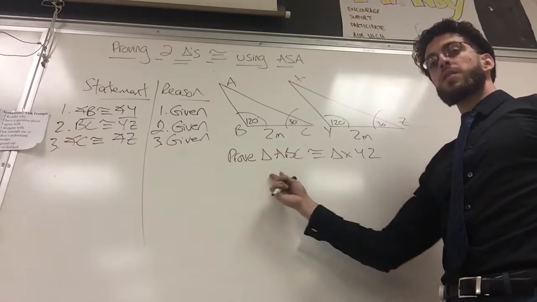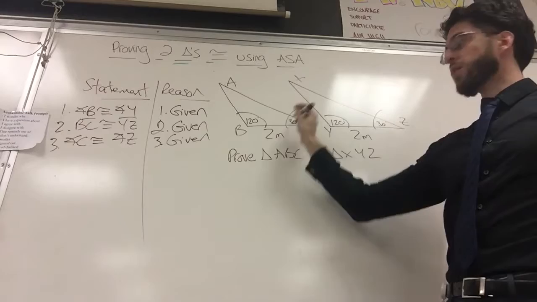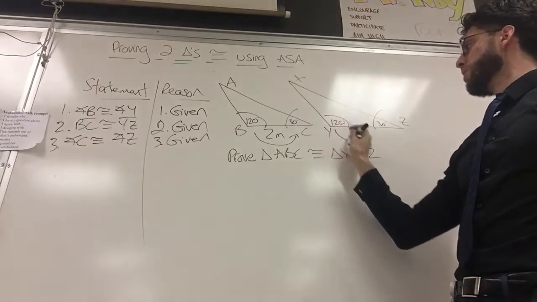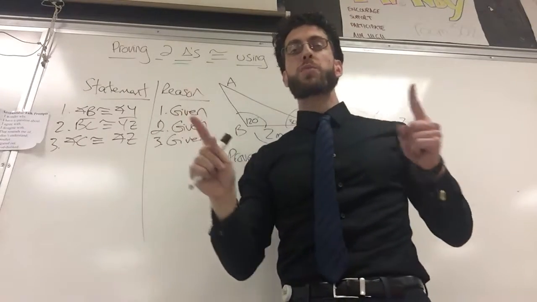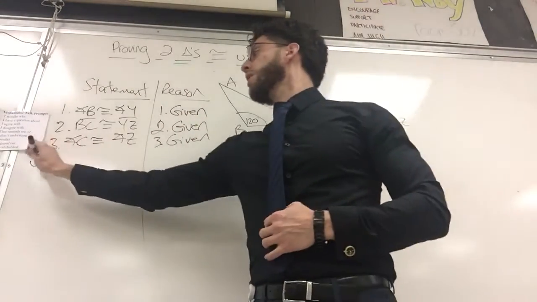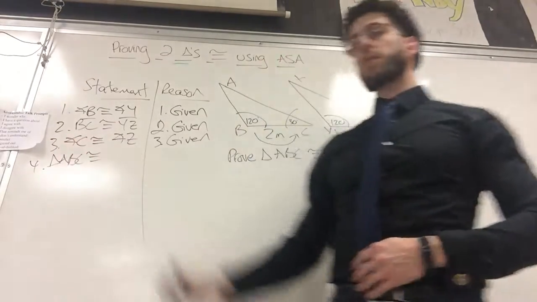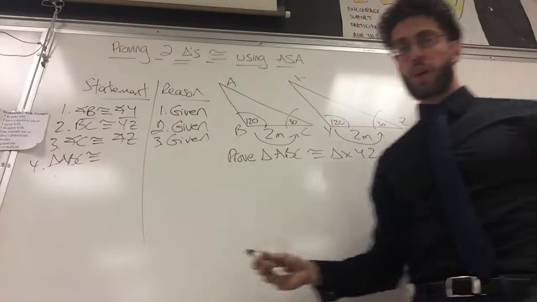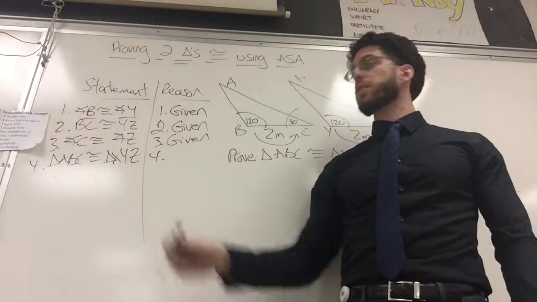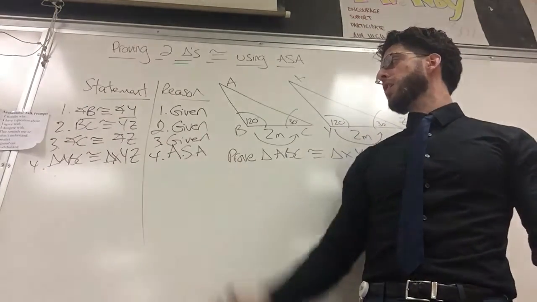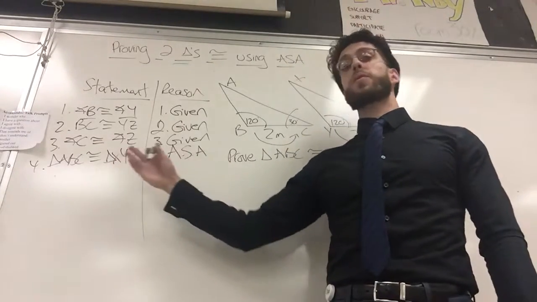What's my goal? To prove this? Is this enough information? Let me see. Angle, side, angle. Counterclockwise. Angle, side, angle. Counterclockwise. Hey, it works. You go in order, you go corresponding, and if you have enough information, then you can conclude triangle ABC is congruent to triangle XYZ. Why would you say that? Because angle, side, angle, postulate of congruency is enough to prove your point. That's it. It's a very basic proof.